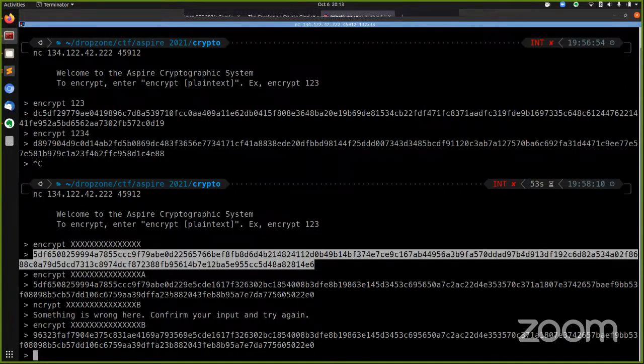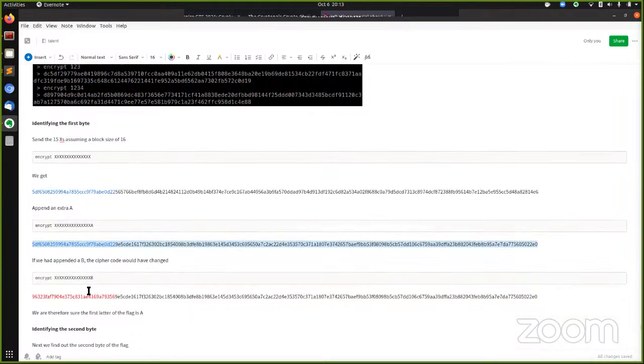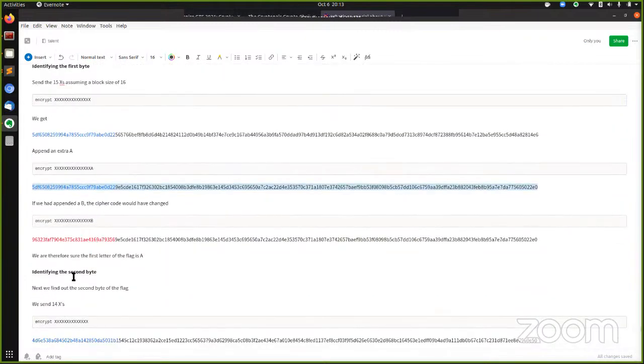That means it doesn't match our target ciphertext, which was the first block. So we would try this for all possible 256 bytes. Since we already figured it out from the very first A, which was a lucky guess, we don't have to go through all the 256 because we have already found a matching one. So we've already identified the first byte. Now to identify the second byte, we would send 14.